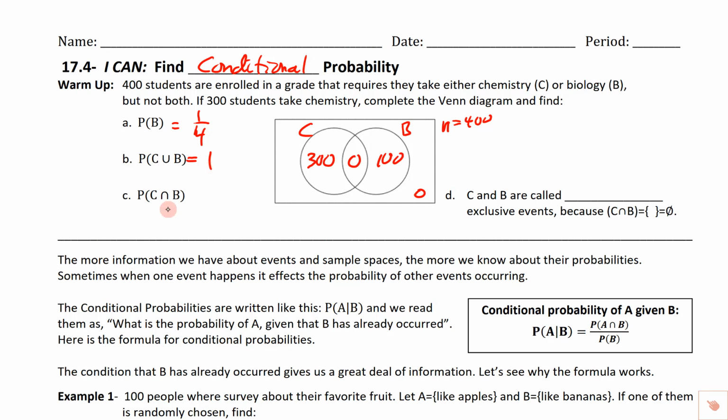And then the probability of the intersection, since that's an and, nobody's going to be taking chemistry and biology, so that's going to be 0. That's going to be impossible. Would it be all right if we just wrote them as percent? Yeah, that's fine.